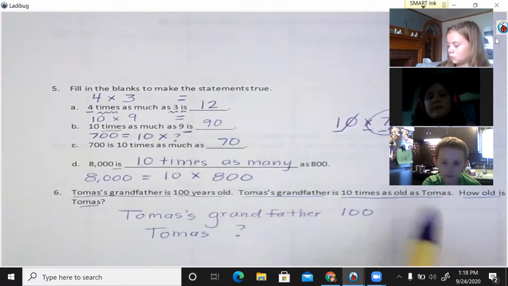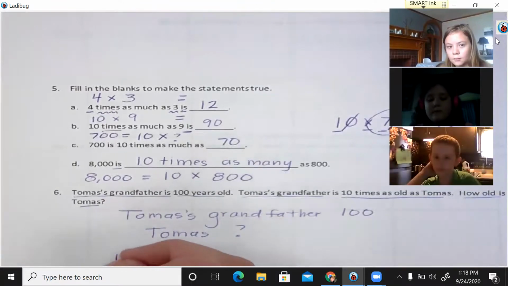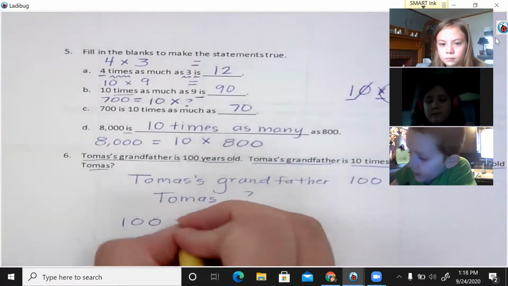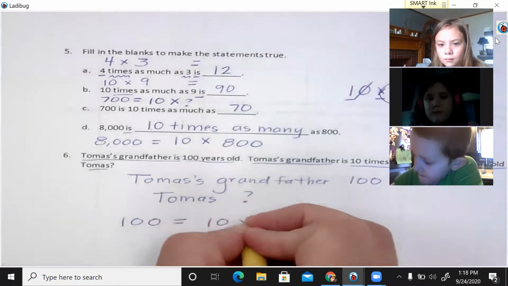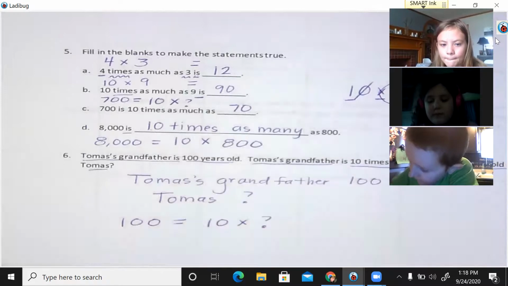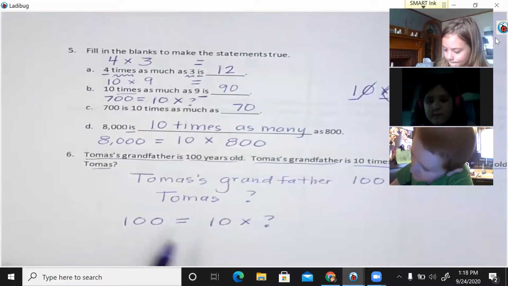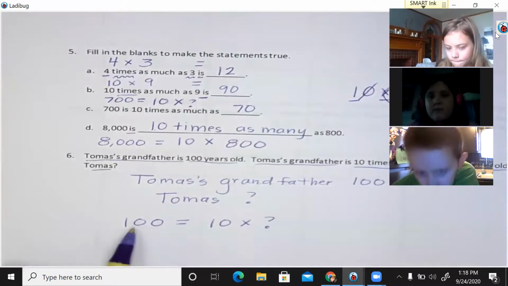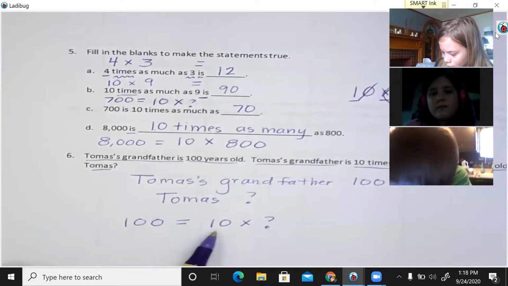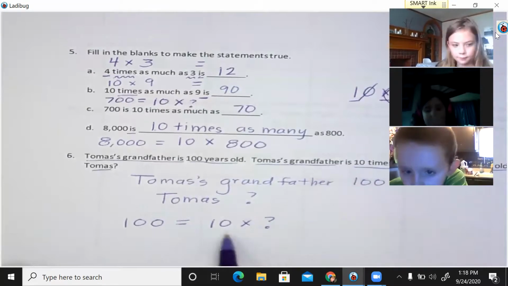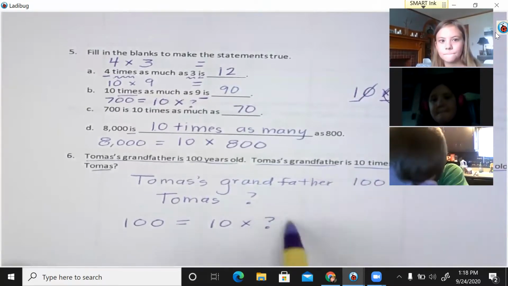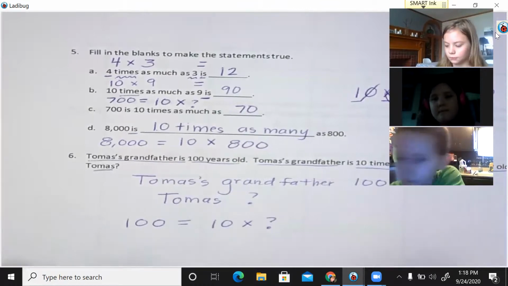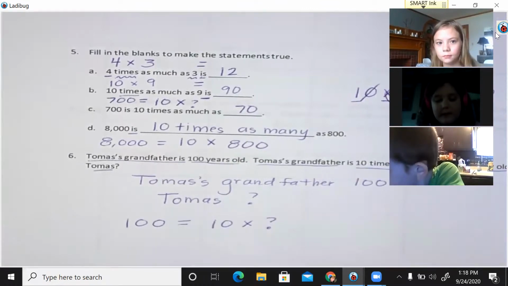Okay, so we know that Thomas's grandfather is 100. That is 10 times bigger than Thomas's age. So here we translate. 100 equals, this is grandfather, he's 10 times as old as Thomas. Here's Thomas, he's our question mark. Who thinks they can figure out what the question mark is equal to?